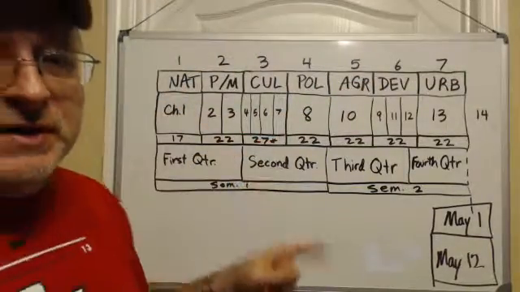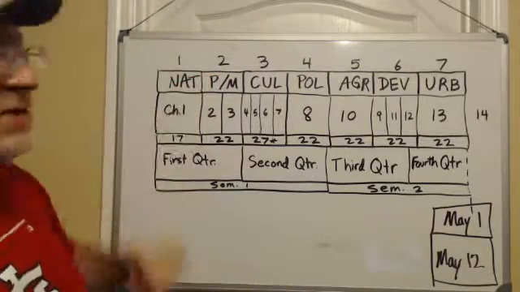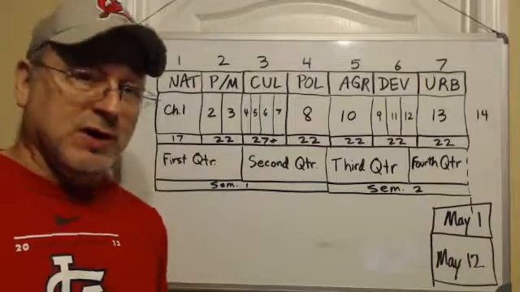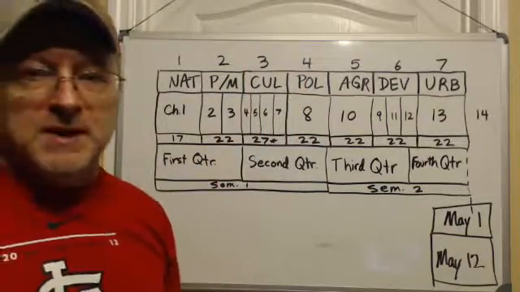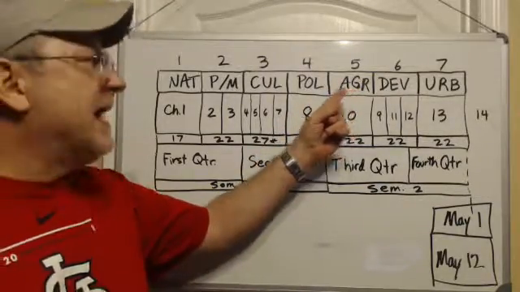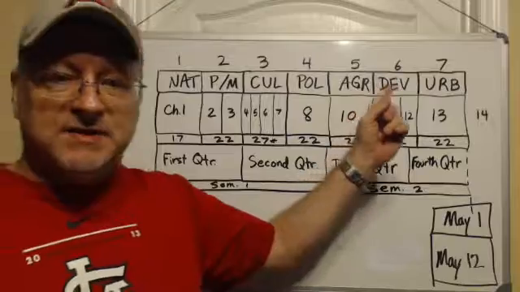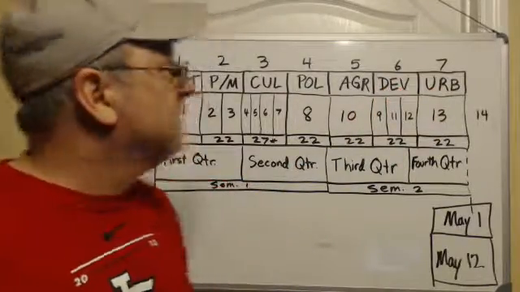And in our first unit, that's the nature of geography. Unit 2 is on population and migration. Unit 3 is all about culture. Unit 4 is about political geography. Unit 5, one of my favorites, is agriculture. Unit 6 is about development. And then Unit 7 is about urbanization in cities.